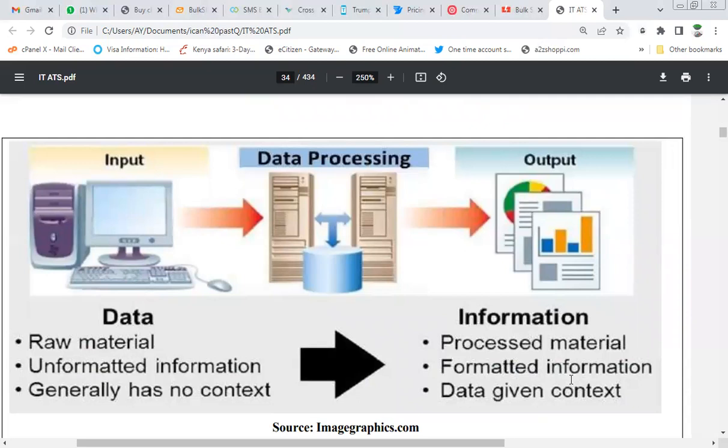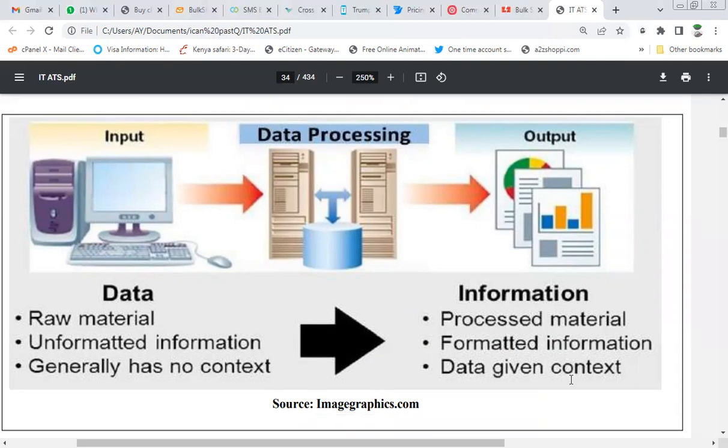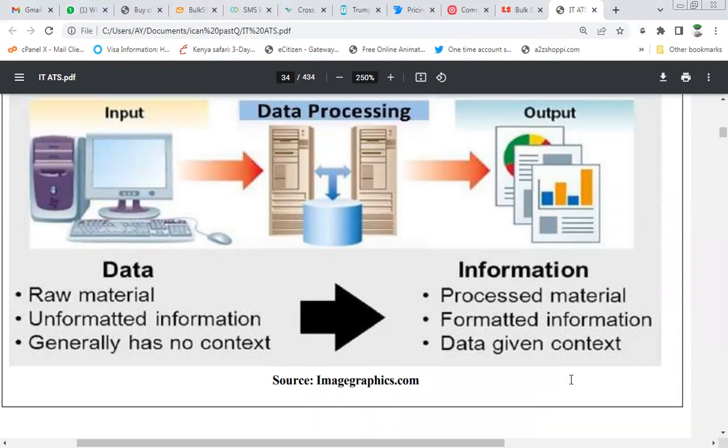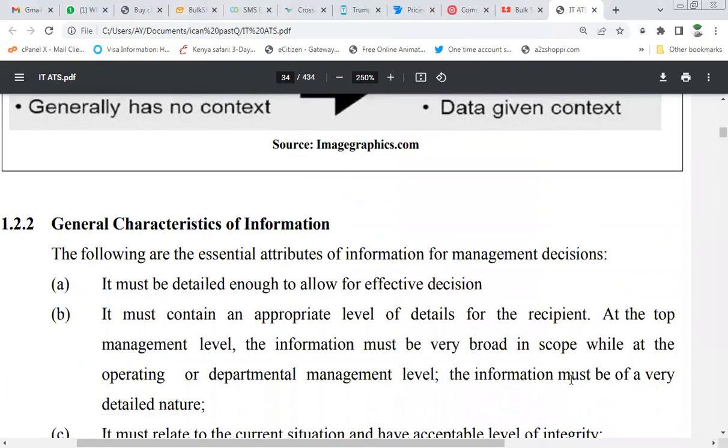And as you can see from the diagram here, data, raw data, or unformatted information, generally has no context. Information is processed material, formatted information, data given context. So this is another diagram for you to draw and understand what data and information is all about.